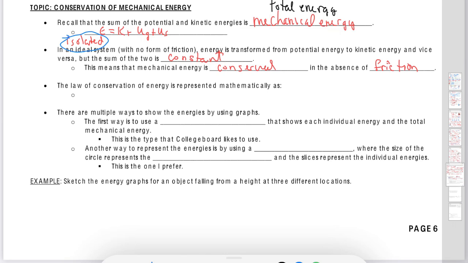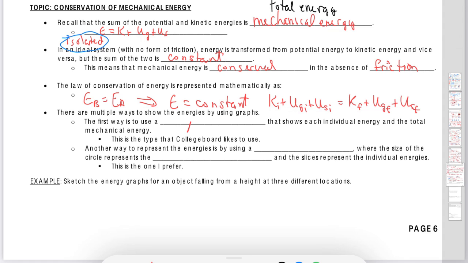The law of conservation of energy is represented mathematically as simply E before equals E after, which is simply saying that the total energy before is going to equal the total energy after. You can also say that the total energy E is going to be a constant value. Even further expanded, it's going to be K initial plus UG initial plus US initial equals K final plus UG final plus US final, not University of South Florida, but spring potential energy final.